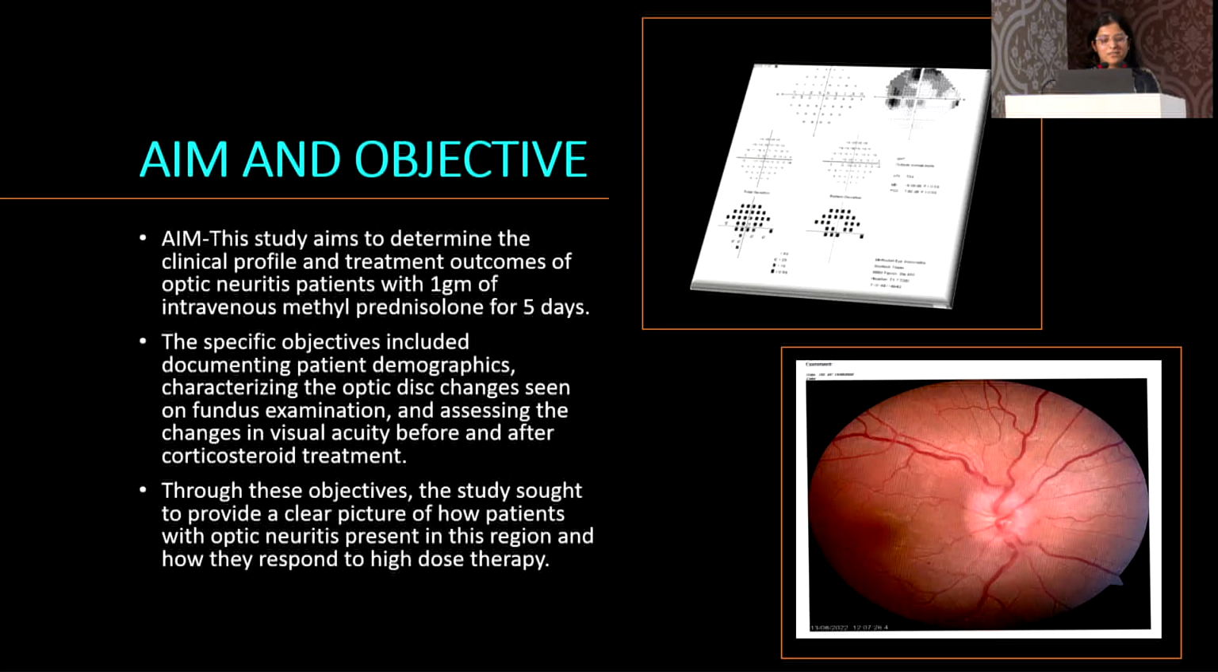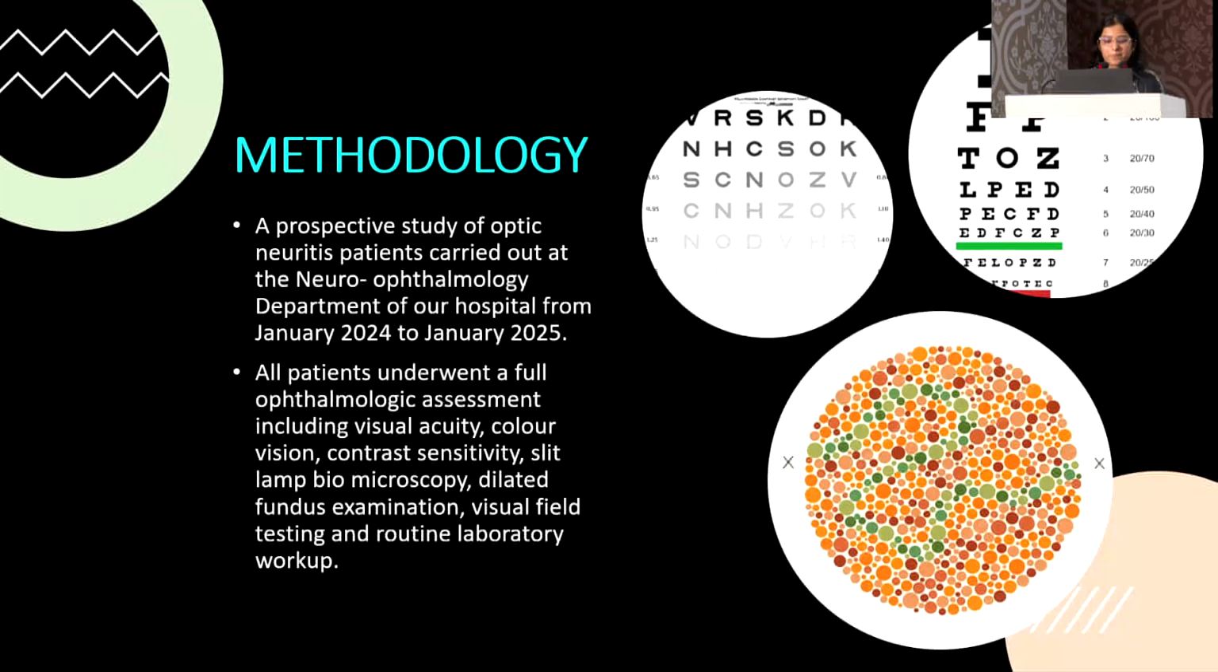Through these objectives, the study sought to provide a clear picture of how patients with optic neuritis present in this region and how they respond to the high-dose therapy. A prospective study of optic neuritis patients was carried out at the Neuro Ophthalmology department of our hospital from January 24 to January 25. All patients underwent a full ophthalmic assessment including visual acuity, color vision, contrast sensitivity, slit lamp biomicroscopy, dilated fundus examination, visual field testing, and routine laboratory workup.